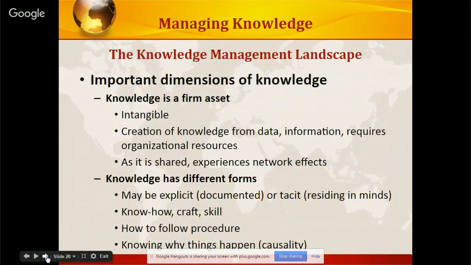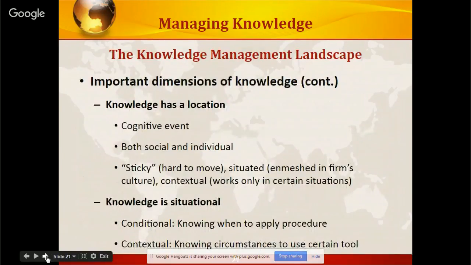Okay, knowledge is a firm asset. It's intangible. The creation of knowledge from data and information requires organizational resources, as it is shared experience and has a network effect. So you have to make sure that you have resources in place to manage knowledge. It comes in different forms. It may be documented. It may be just in the minds of people. It may be just know-how, craft, or skill, how to follow procedure, knowing why things happen. So you want to manage these.